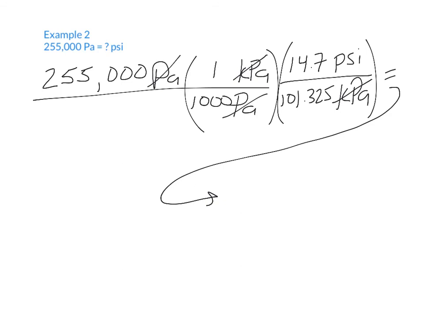We'll be rounding it off to 3 significant figures because the original measurement, 255,000 pascals, had 3 sig figs. Multiplying across the numerator, you'll have 255,000 times 1 times 14.7 pounds per square inch. And then we'll divide by the numbers in the denominator. Use your parentheses key on your calculator, and we'll divide by 1,000 times 101.325. Rounding off to 3 sig figs, the final answer is 37.0 pounds per square inch.